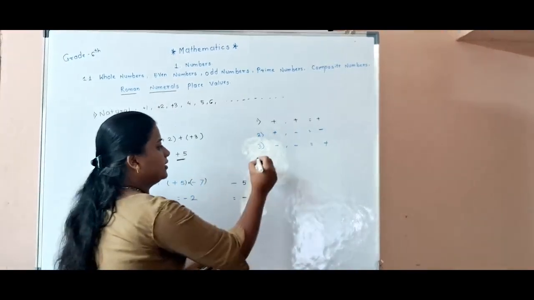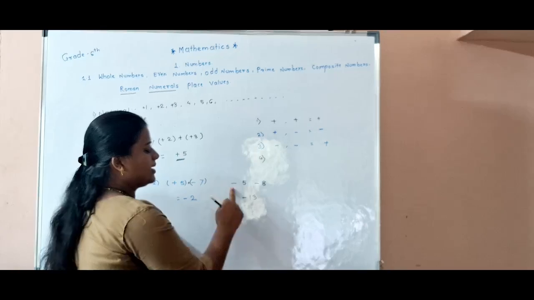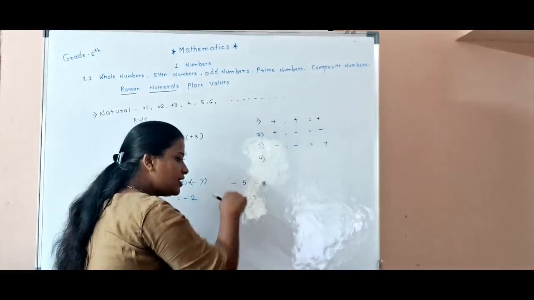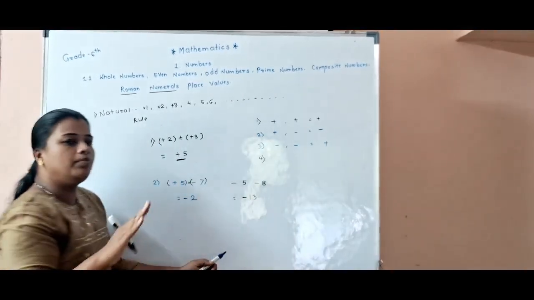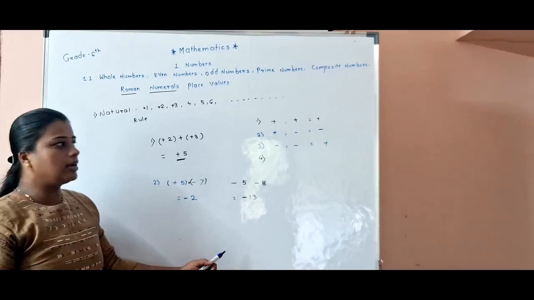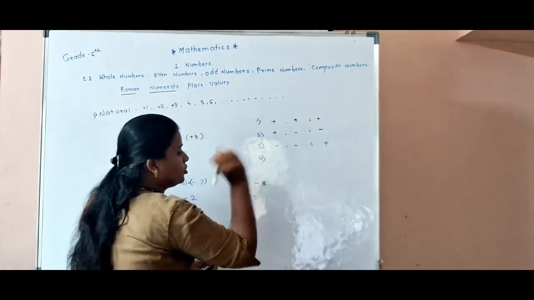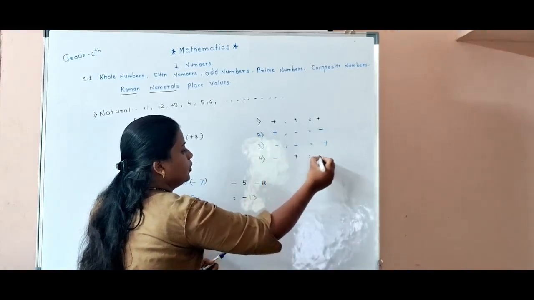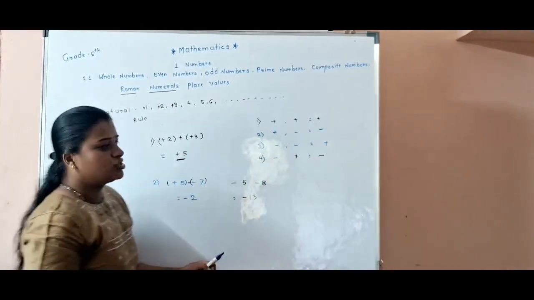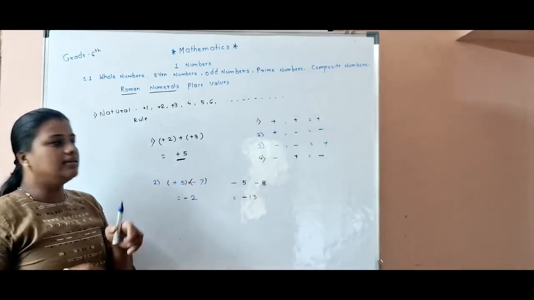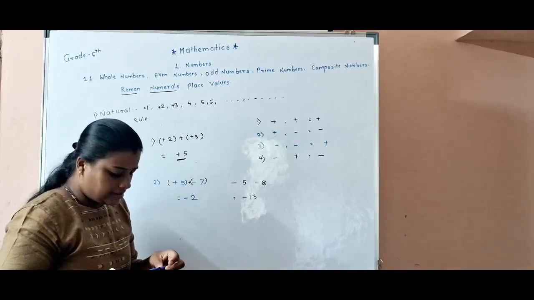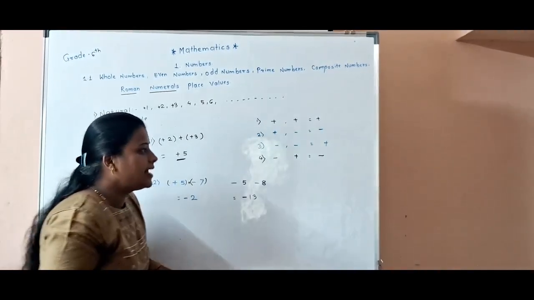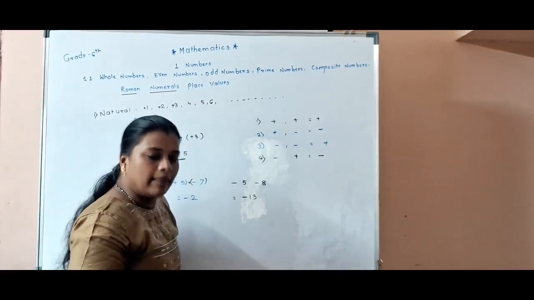Whenever you operate this, you are supposed to do minus minus will be plus. But while giving sign, you will give the sign of the bigger number only. Okay? And the fourth operation will be minus plus will be minus. So here you have to remember this. Plus plus will be plus, plus minus will be minus, minus minus will be plus, minus plus will be minus.